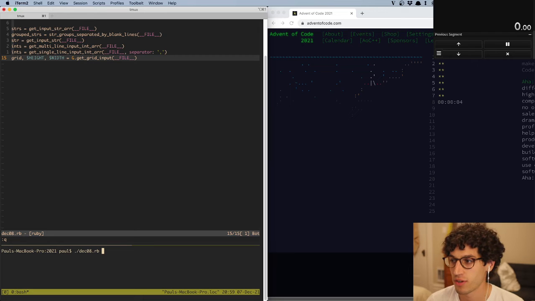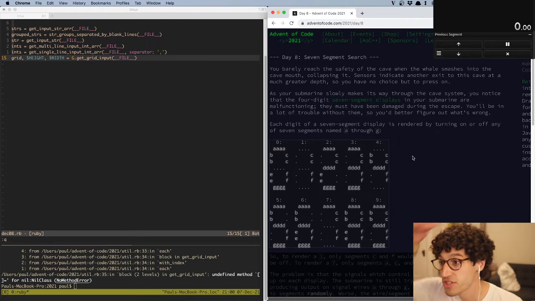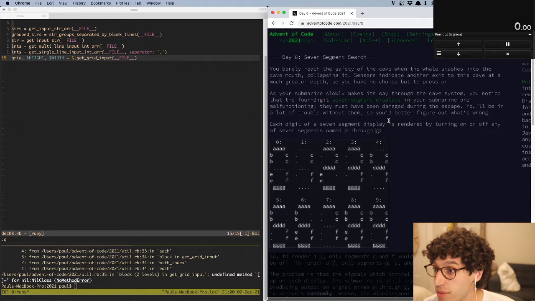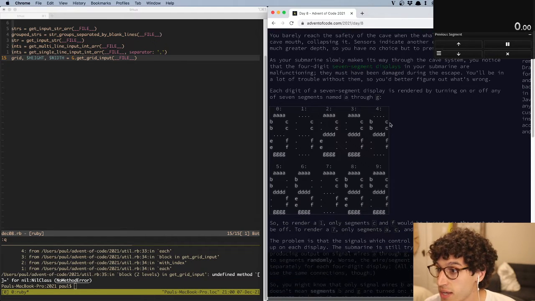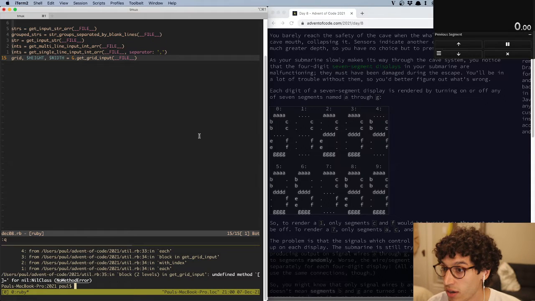All right, Advent of Code, day 8. You barely reach the safety of the cave while the whale smashes the submarine, which slowly makes its way to the cave system. Four-digit 7-segment displays. Each digit of the 7-digit display is rendered by turning on or off any of the 7 segments A through G.